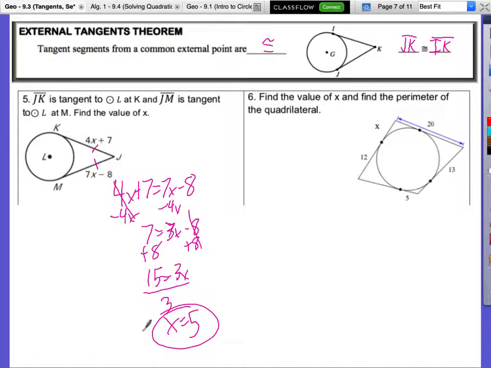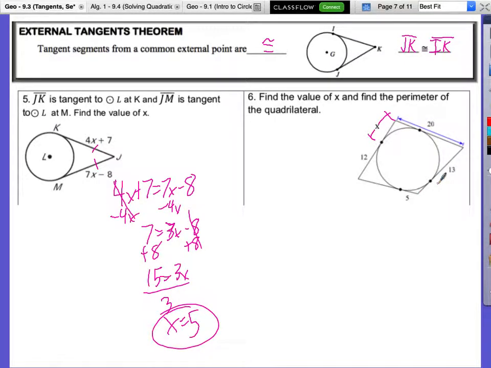We're going to number 6. Find the value of x. X is right here. And find the perimeter of this quadrilateral, this four-sided polygon.